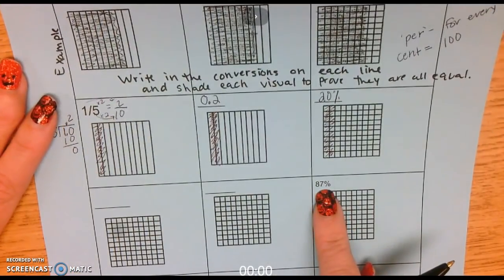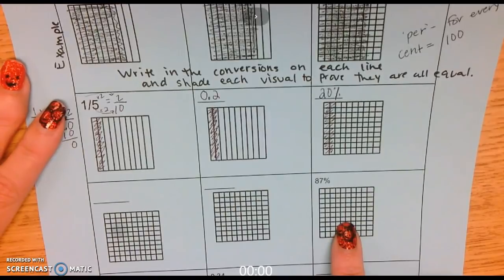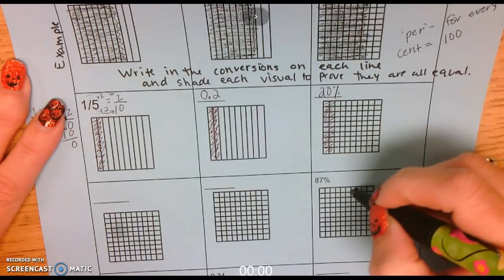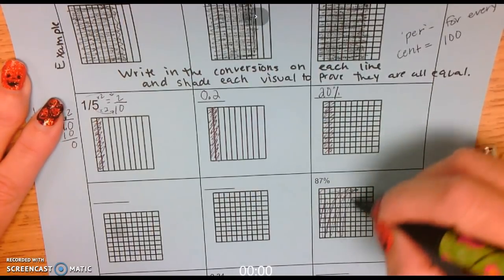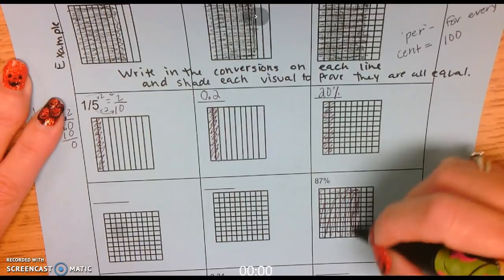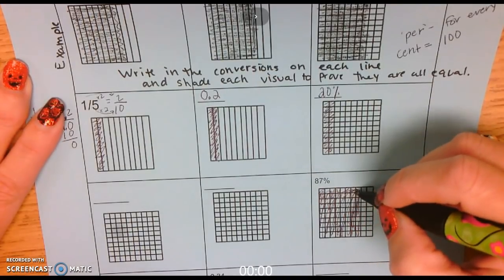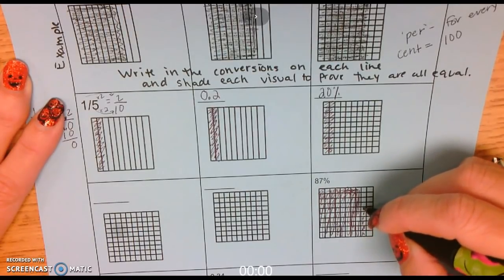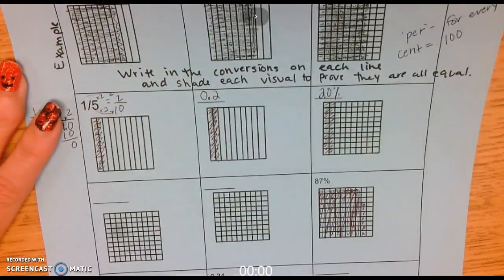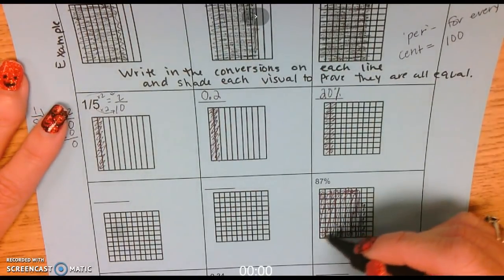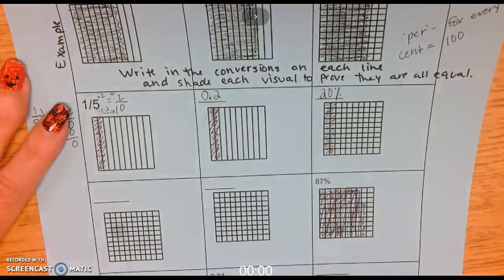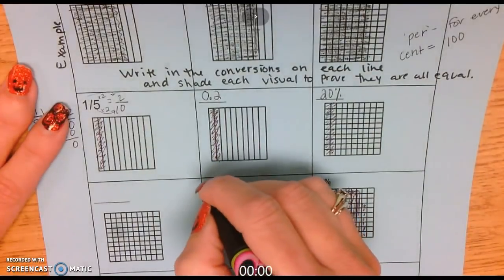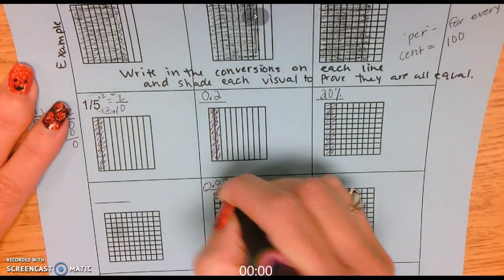Now, when we have 87%, that means we have 87 out of 100. So I'm going to be a lazy mathematician here, and I'm going to color in quickly 8 of them. 8 sticks, 80, and then 7 more. 87 is close to 100, so that makes sense that it would be almost all of my picture that is shaded in. 87% means 87 hundredths, so that means as a decimal that would be 87 hundredths.